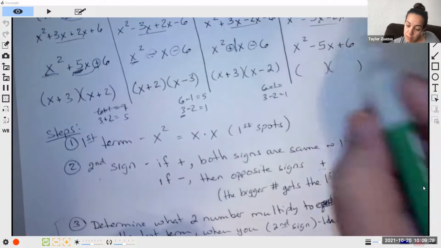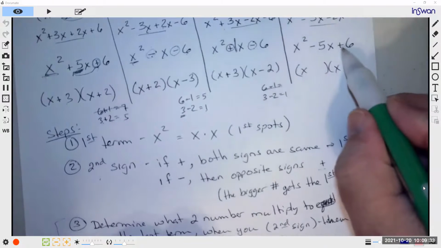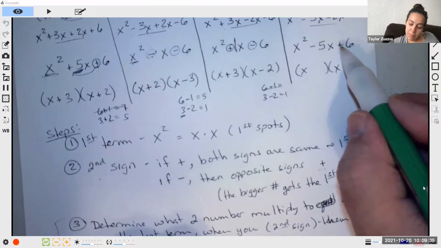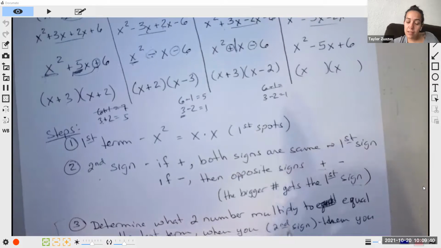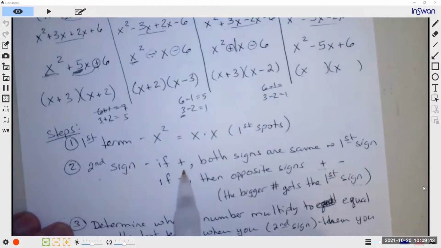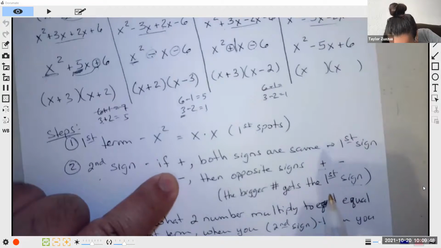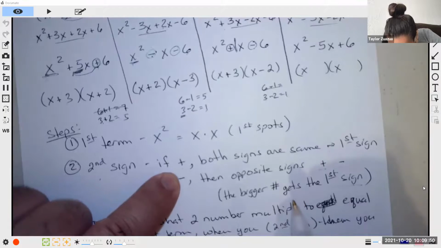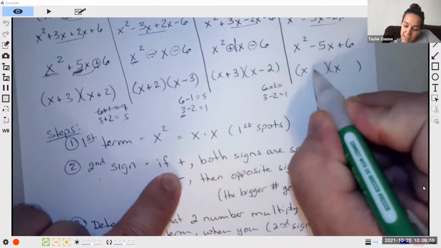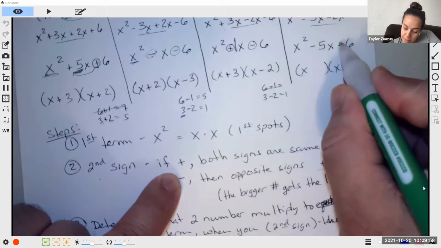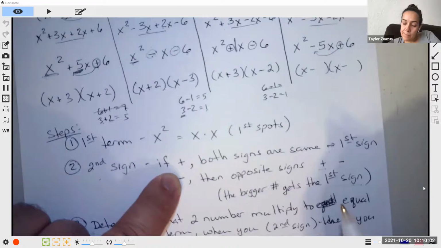X, and then it's a positive. But they say if the second sign is positive, both signs are not positive, right? Is that what you're saying? No. If the second sign is a positive, then we look at the first sign. Oh, okay, see, that's what I'm missing right here, the second sign. Pay attention. Okay, I got it now. So if the second sign is positive, which it is, then we look at the first sign. They're both negative.